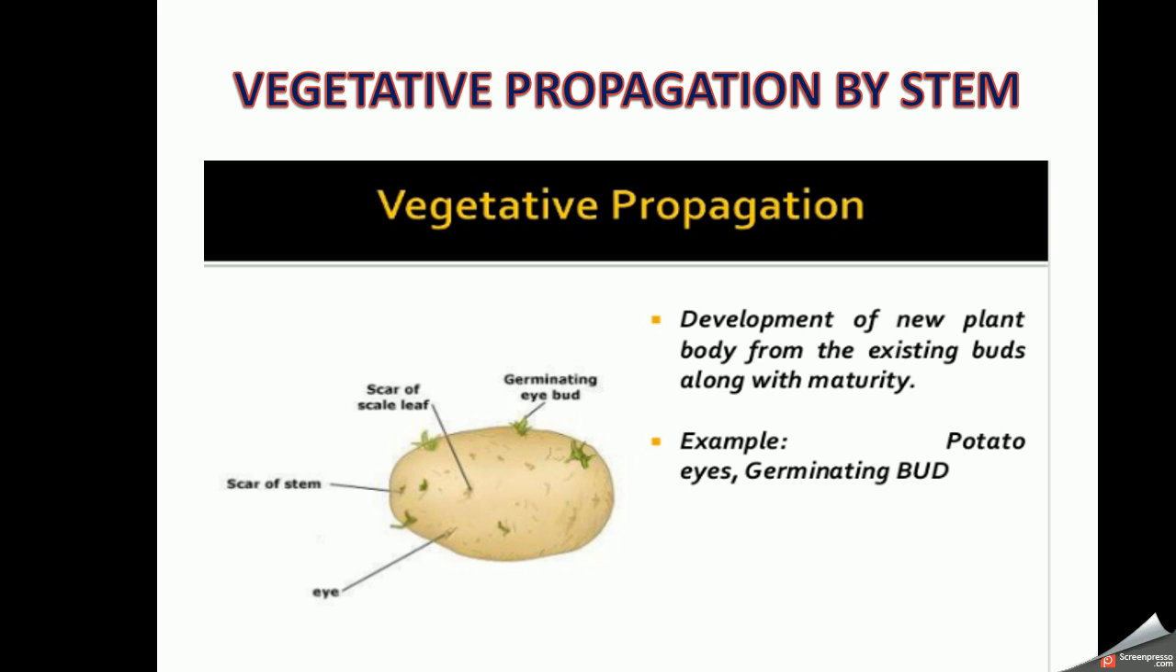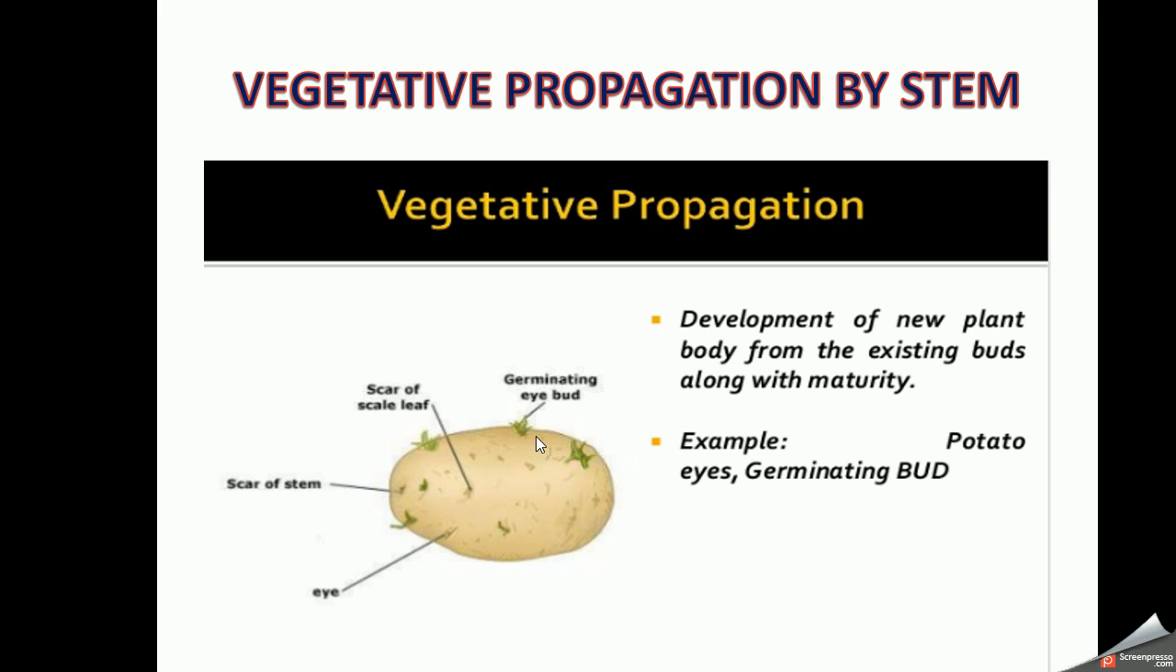Last week I explained this, but now I am showing you the slides of vegetative propagation. The first slide is vegetative propagation by stem. You can see here a potato, and here the buds. These are called eyes or buds. According to the number of eye buds present, that many individuals can be grown.